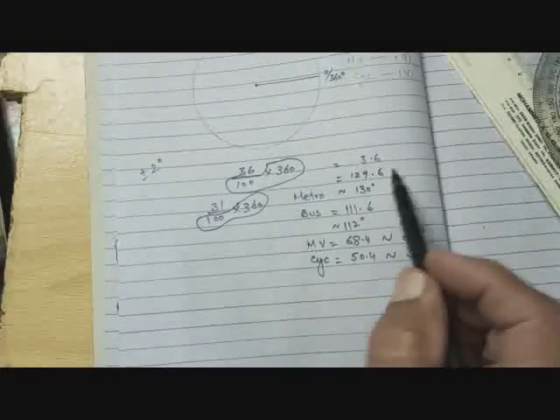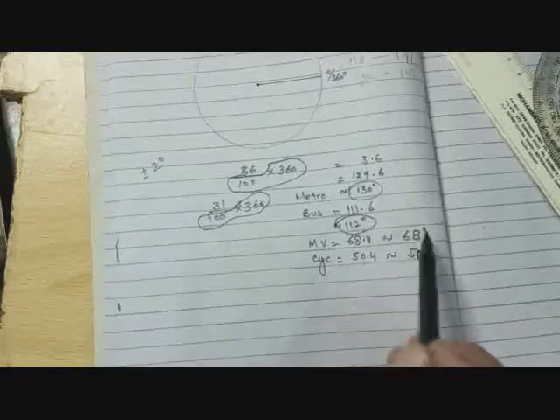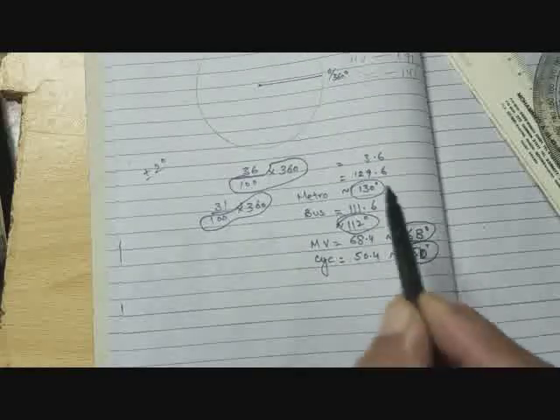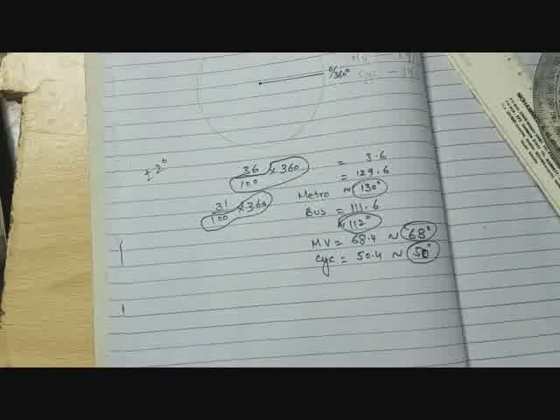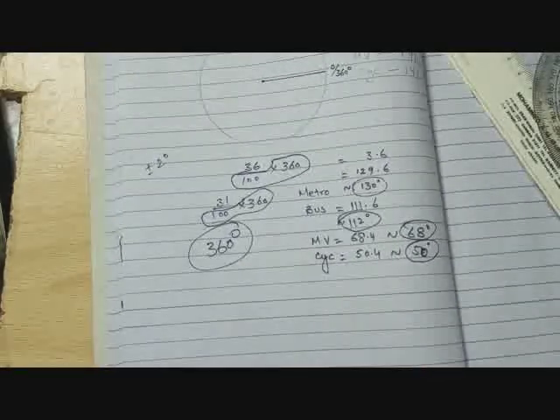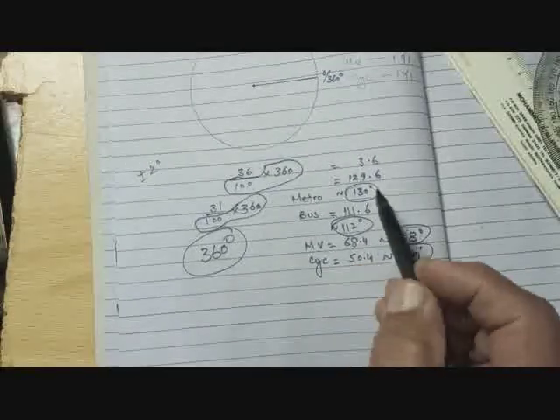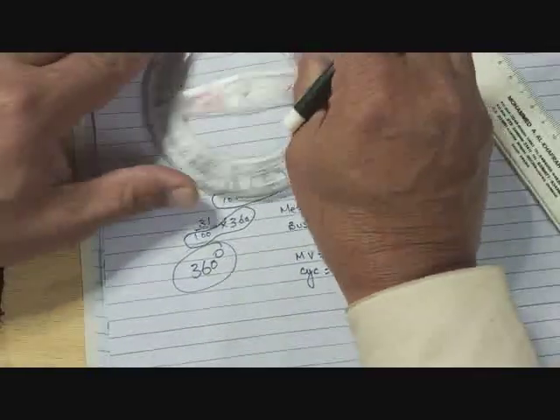So we'll calculate first all these. This one, this one, this one, this one. This should come to 360 degree. 130 plus 112 plus 68 plus 50. You see, it has come to 360 degree. Now let us start. We'll be drawing first of all 130 degree. So this is 130 degree.